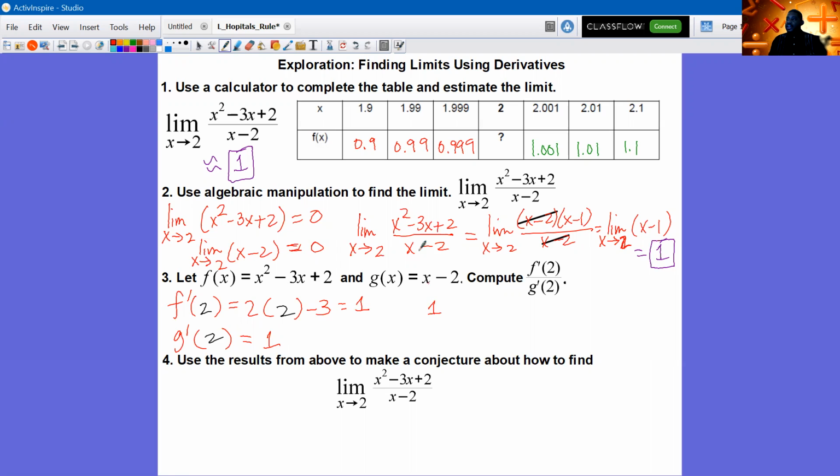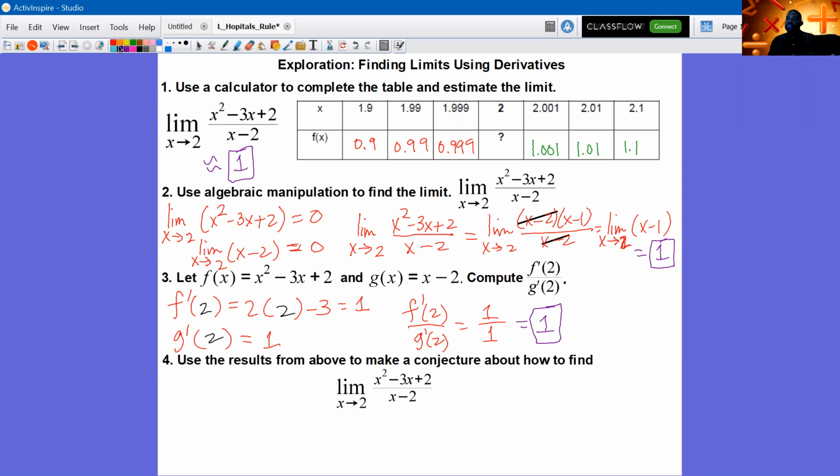So now you take f prime divided by g prime. So f prime of 2 divided by g prime of 2 is 1 over 1, and that ends up being 1 again. So now we have verified that the limit is indeed 1. Part 4 says use the results from above to make a conjecture about how to find the limit of x squared minus 3x plus 2 over x minus 2 as x approaches 2.